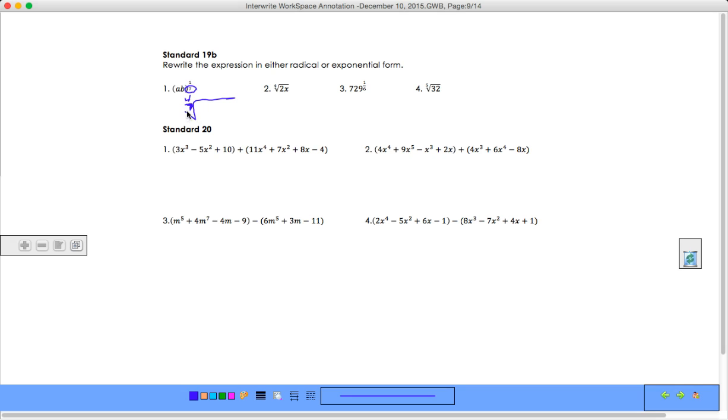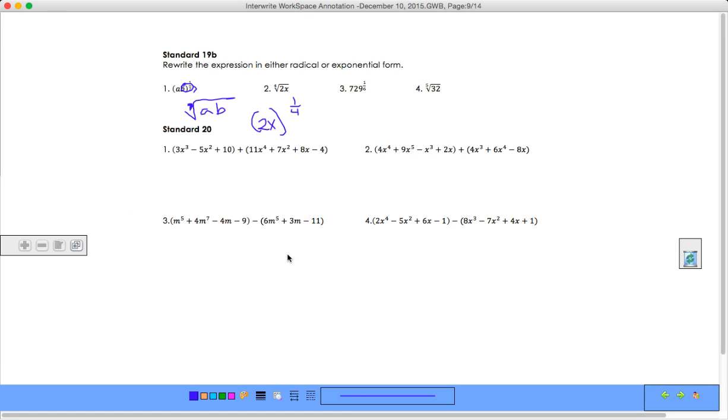So this is the 7th root of whatever's in parentheses, so AB. Okay. So once again, whatever's on the bottom of your fraction goes on the outside. Then we can go backward. Whatever's on the outside goes on the bottom of the fraction. So this is 2x to the 1/4 power. I'll let you finish the next two on your own.